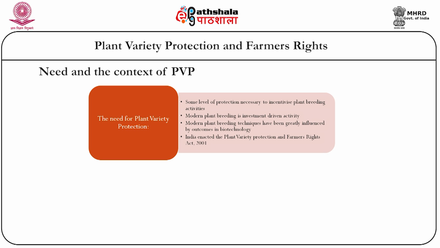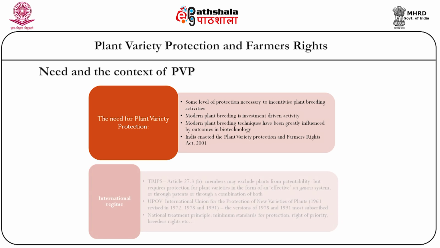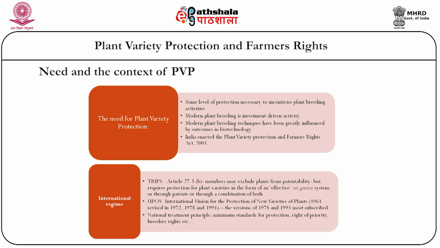India enacted the Plant Variety Protection and Farmers' Rights Act 2001 also in the context of the mandate and requirement in the TRIPS agreement. Article 27.3(b) of the TRIPS agreement says that members may exclude plants from patentability, but it requires protection for plant varieties in the form of an effective sui generis system or through patents or through a combination of both. Now, India has chosen to enact a sui generis legislation on plant variety protection through the Plant Variety Protection and Farmers' Rights Act 2001.